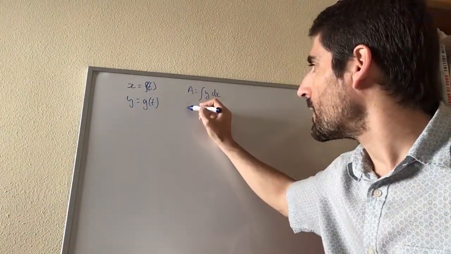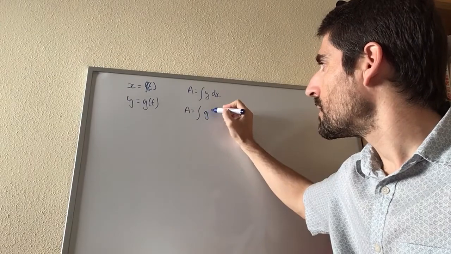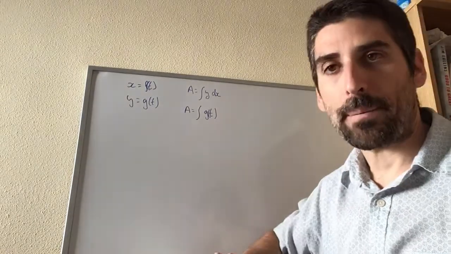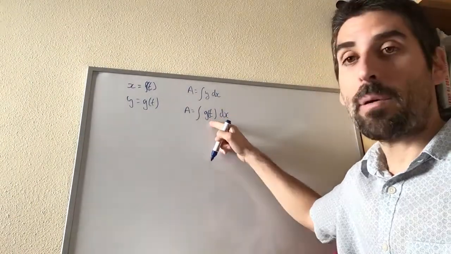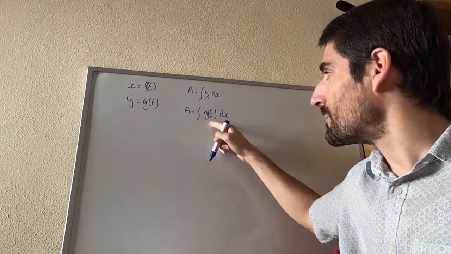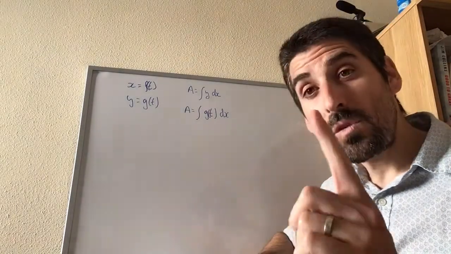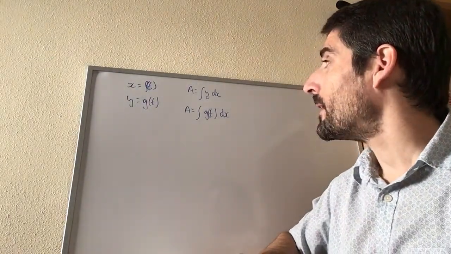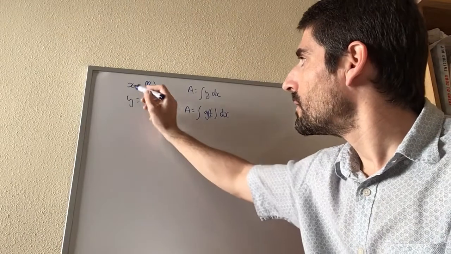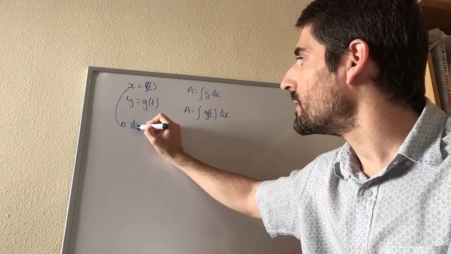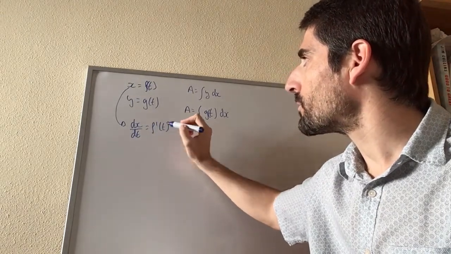So in order to find the area, the y function is going to be the parametric for y. But the problem is that the parametric for y is in terms of t, and we have to integrate relative to x, so what are we going to do? What we're going to do is take the parametric for x, and dx over dt is going to be f prime of t.